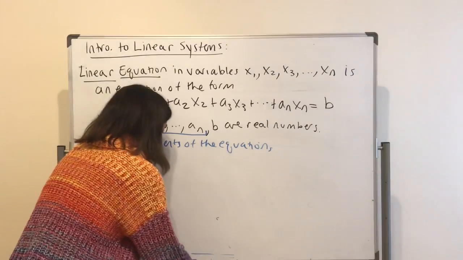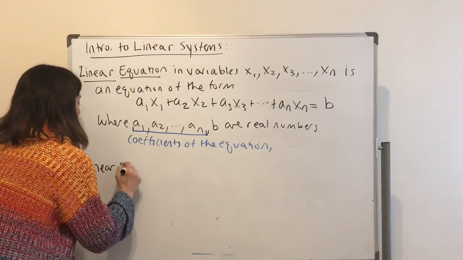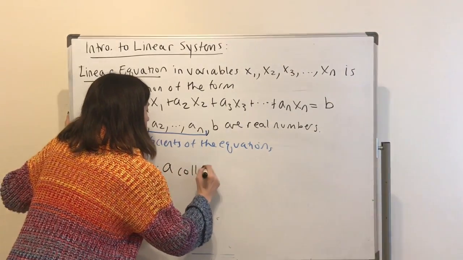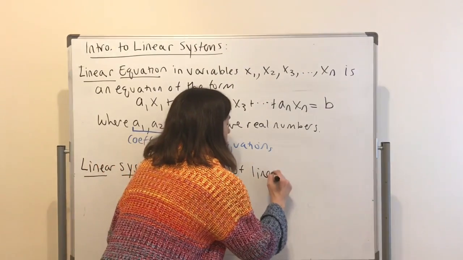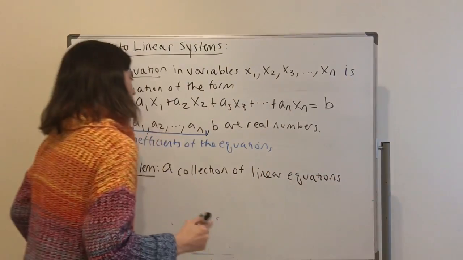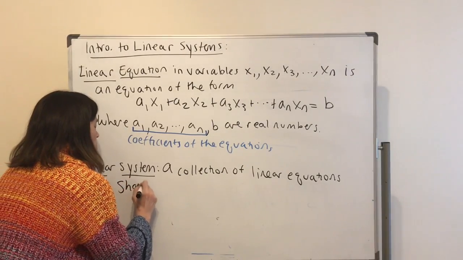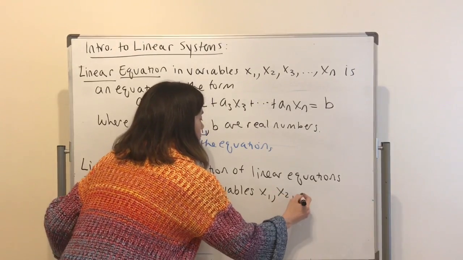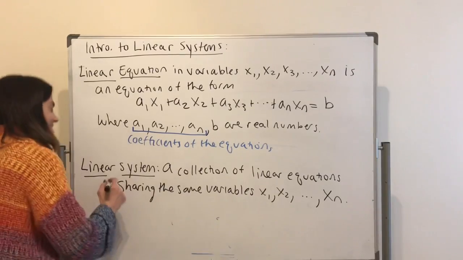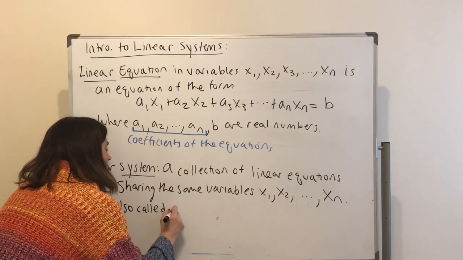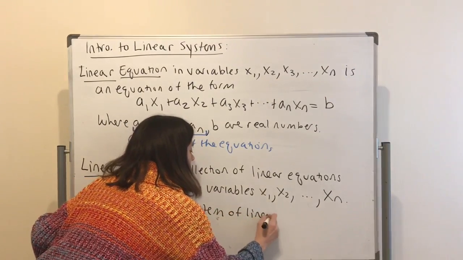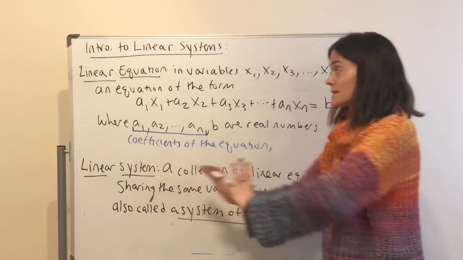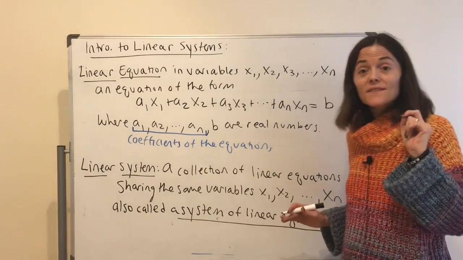And then a linear system, this is a collection of linear equations that have the same variables, x1, x2, out to xn, okay? Sometimes this is called a system of linear equations. And I will say right now, this linear systems or system of linear equations, same thing. This is the focus of this course.